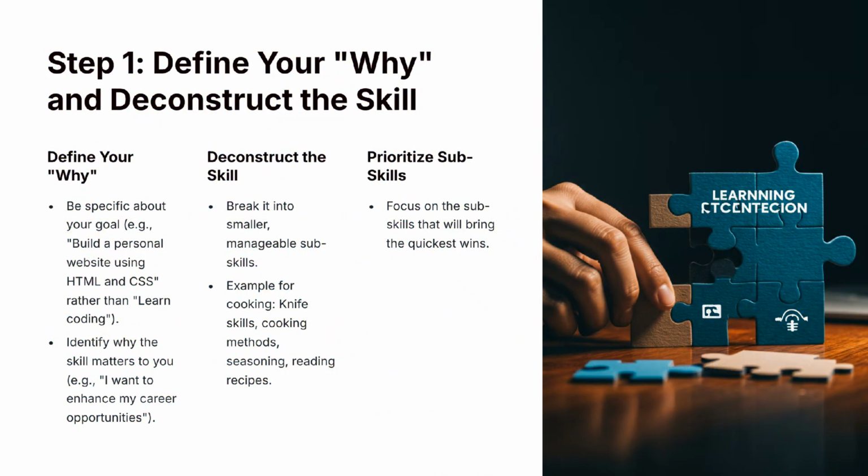Start by defining your goal clearly and connecting it to your why. For example, instead of saying, "I want to learn coding," try, "I want to build a personal website using HTML and CSS." Next, break the skill into smaller sub-skills. For coding, this could include learning syntax, loops, and debugging. Finally, prioritize the sub-skills that will give you the quickest wins, like understanding syntax, which is foundational for everything else. Clear goals and deconstruction make learning actionable and focused.